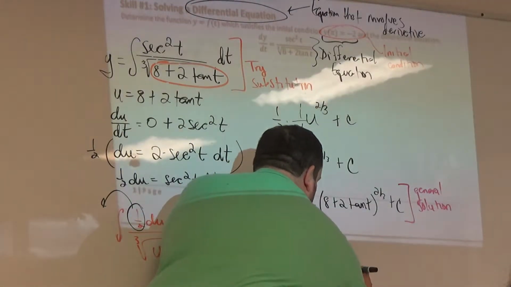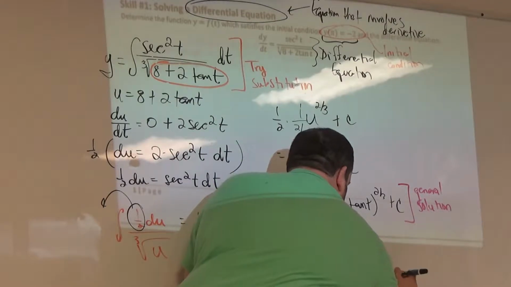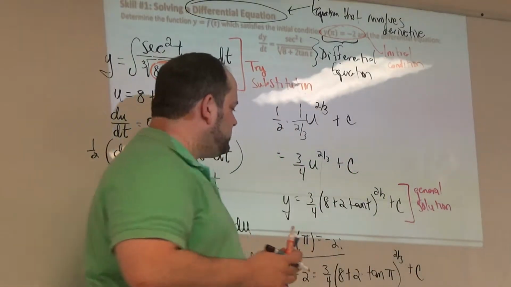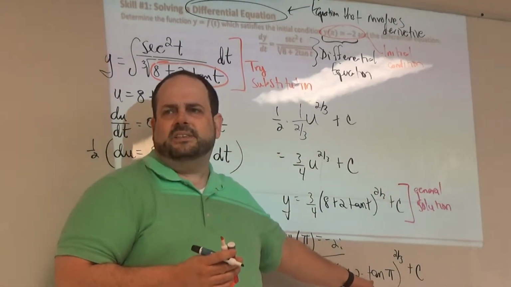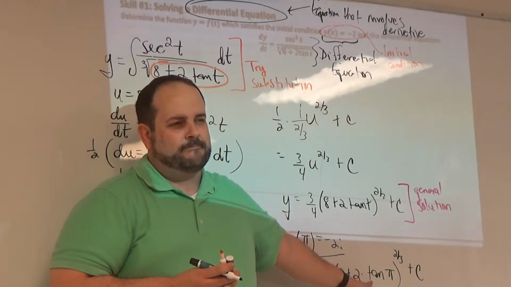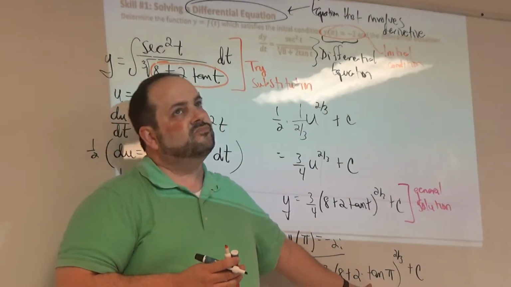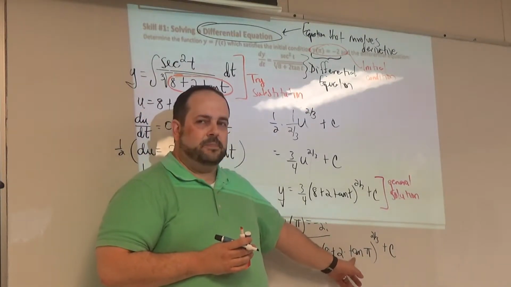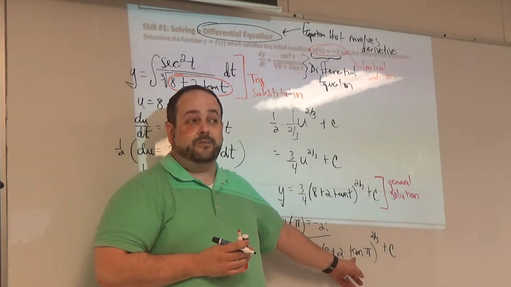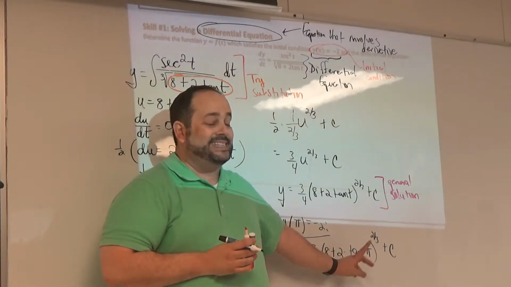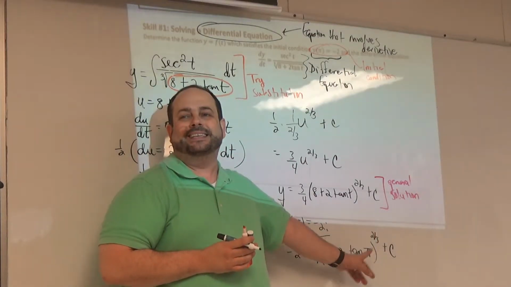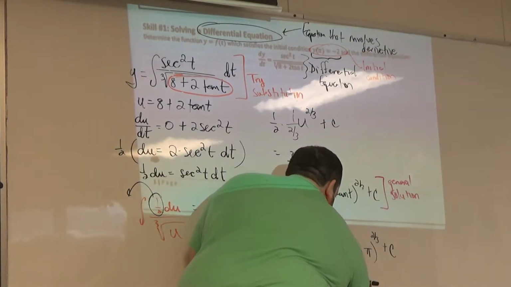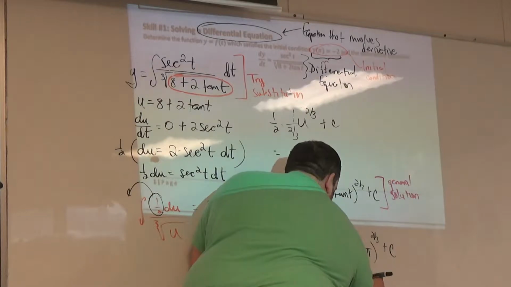So -2 is equal to 3/4 times (8 plus 2 tangent pi) to the 2/3 plus c. Yes, a little bit mean. Tangent of pi? 0. Tangent of pi, if you're not sure about tangent of pi, maybe try sine of pi over cosine of pi. Sine of pi is 0, so tangent of pi is 0. Nice job, Jose. Negative 2 is equal to 3/4 times 8 plus 0, so just 8 to the 2/3 plus c.